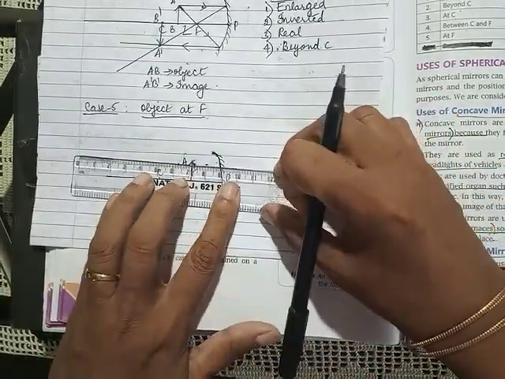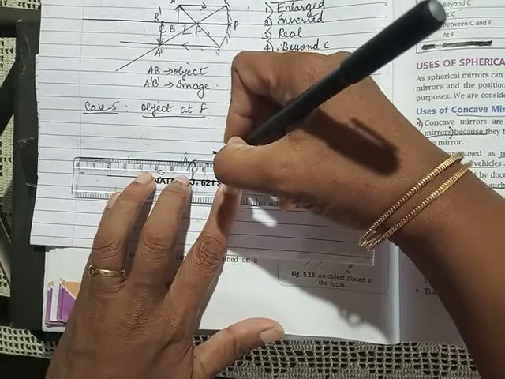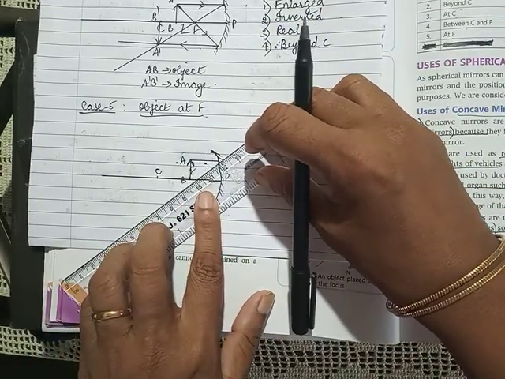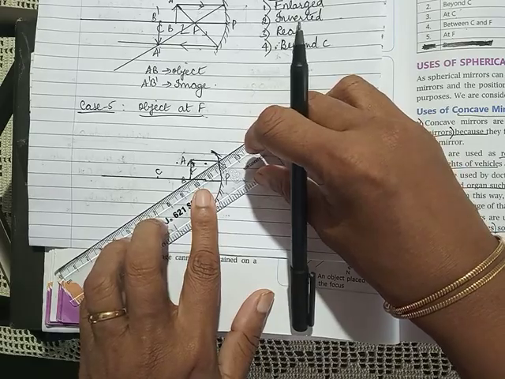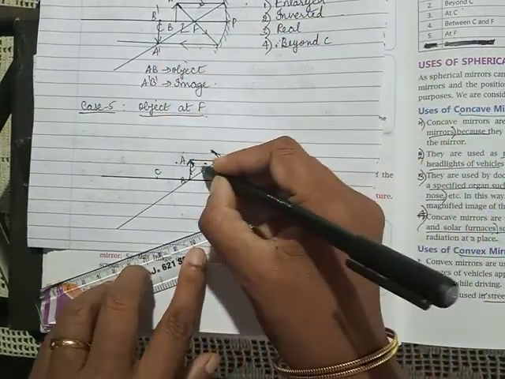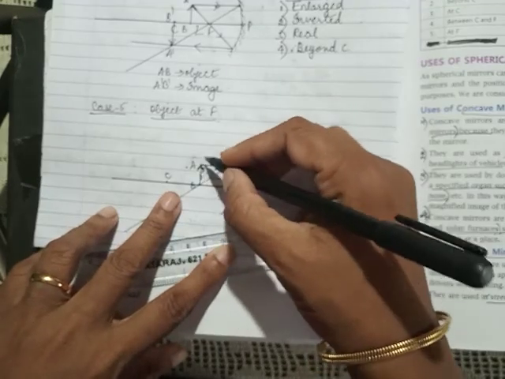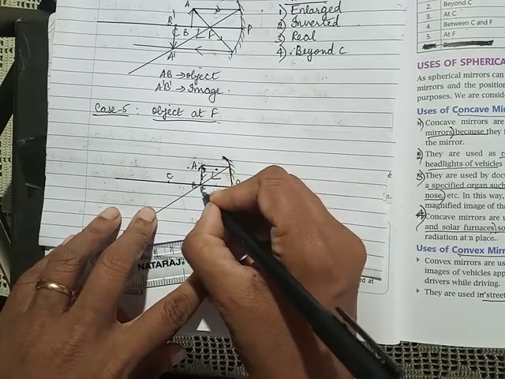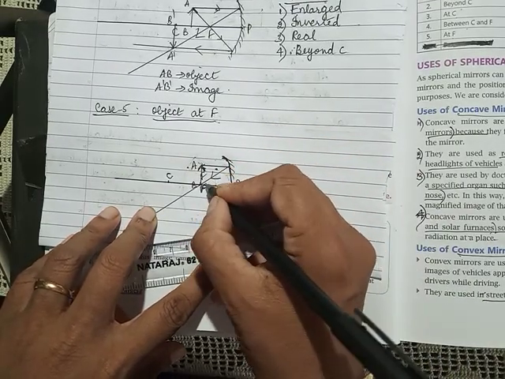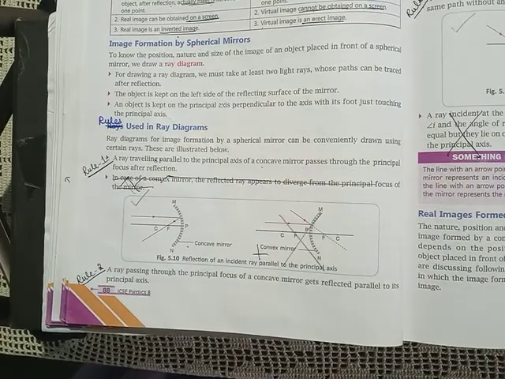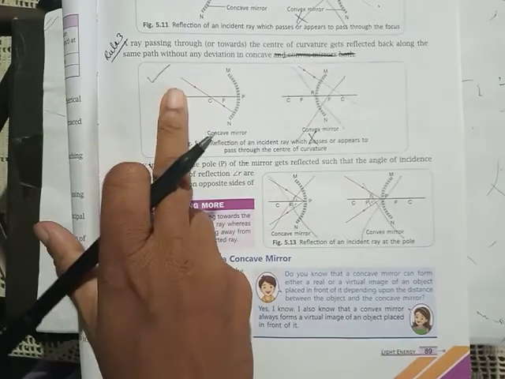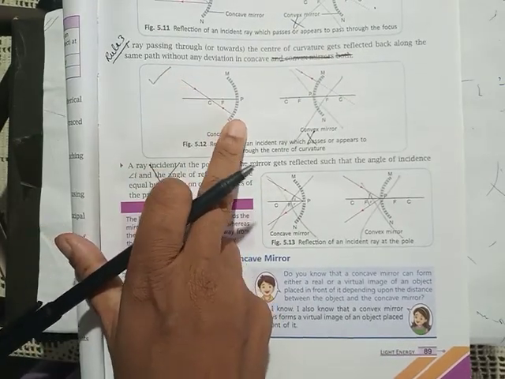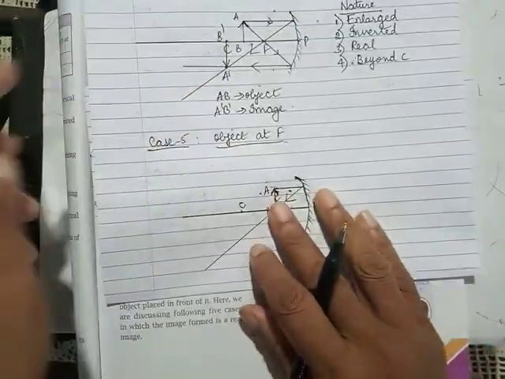First ray parallel to principal axis, after reflection goes through principal focus. Through this point itself it will go. Now second ray, we usually take the ray passing through principal focus. Now you can't do that because already your ray is at F. So you cannot use that rule. So you have to use the third rule. We didn't use it much, but here we are going to use this one. What does the rule say? Any ray passing through C will come back along the same path. So we are going to use the same rule.